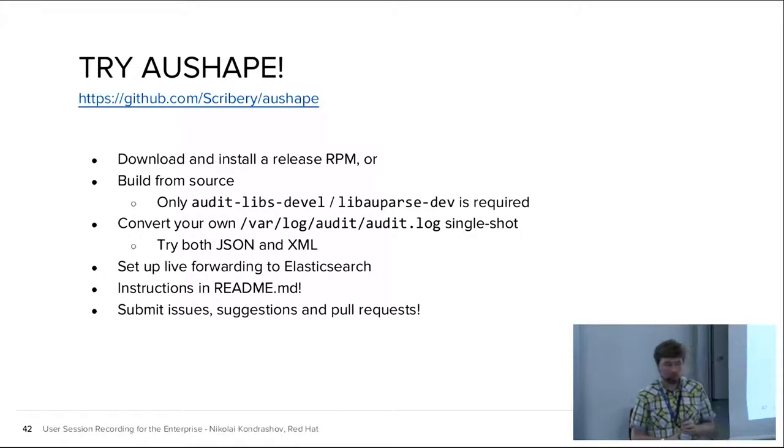Then OShape is even easier. You just have to build it. And there's actually been a release. It's relatively fresh. So you can just get an RPM and feed it your own audit log. It won't upload it anywhere, but it will convert it to JSON or XML as you ask, and you can see what the structure is and how it looks and if it's of use to you. And again, there are instructions for forwarding to Elasticsearch in the README.